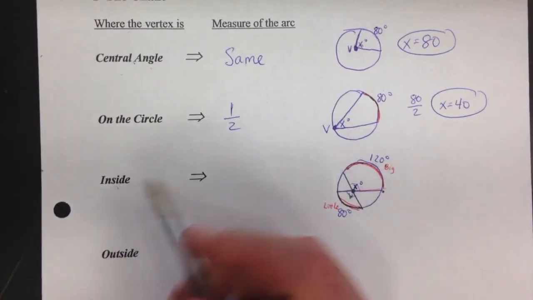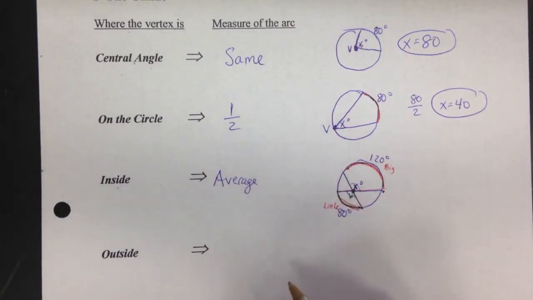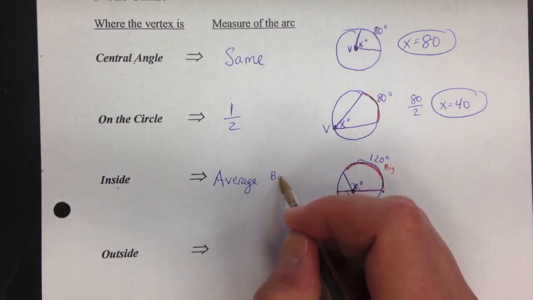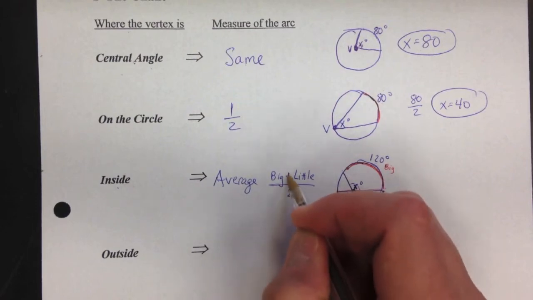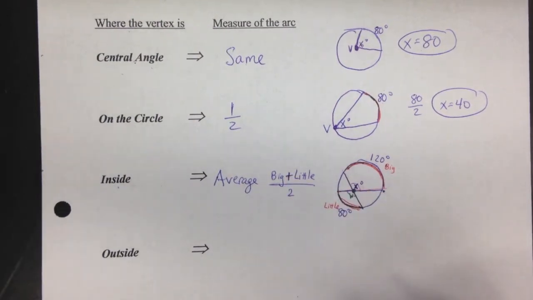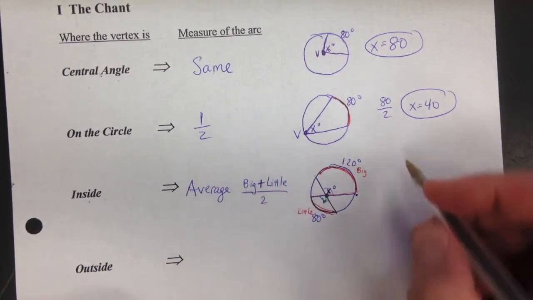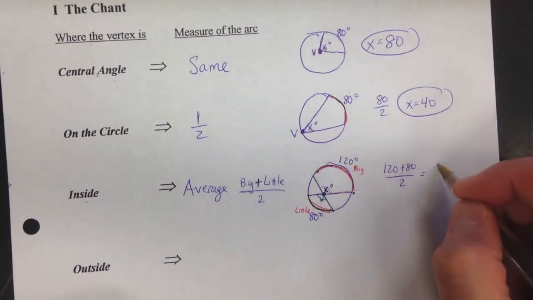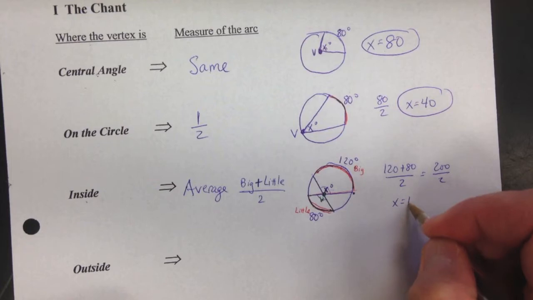So I say inside is the average of the two arcs. Now the average means you add them and divide by 2. So what I'm going to say here is big plus little divided by 2. When you average two numbers, you add them, you divide by 2. So we add the arc measures and divide by 2: 120 plus 80 over 2 is 200, and then divide by 2, and what you get is x is equal to 100.